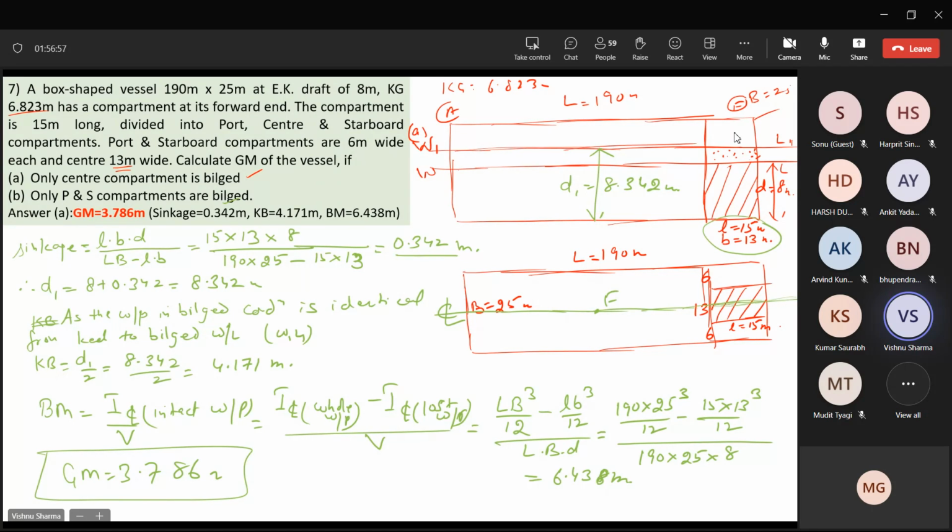When will the G shift? Tell me. When does the G shift? That is my question, not forward aft. When does the center of gravity shift? When adding, loading, or moving weight away. So in the lost buoyancy method, are you doing any of these things? No. So why will G shift? And if G does not shift, not only KG, even the LCG will remain unchanged.